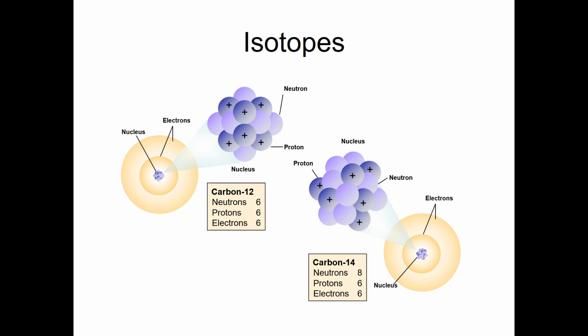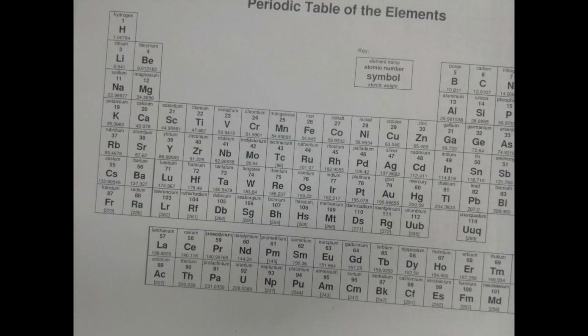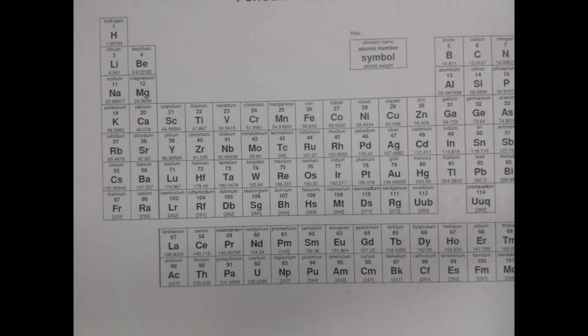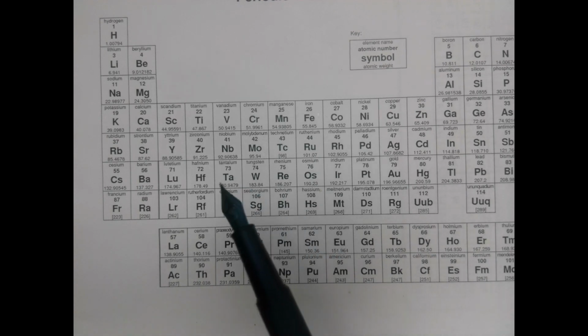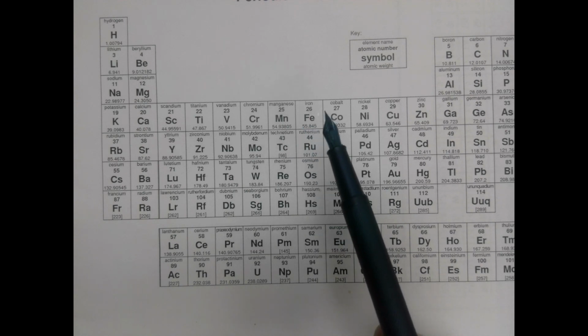By the way, have y'all ever looked at the periodic table and encountered some weird naming conventions? For example, looking at the periodic table, iron, Fe. Where do they get Fe from?